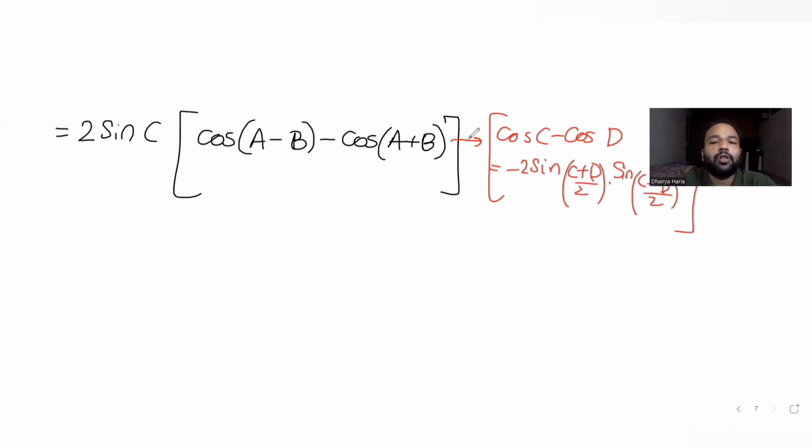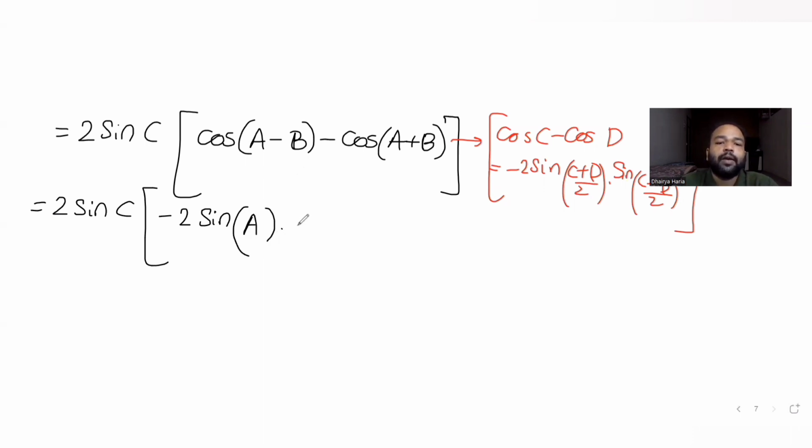So if I try to solve this further, I get 2 sine c minus 2 sine c plus d by 2. So a minus b plus a plus b. So this gets cancelled. You get a plus a, 2a. 2a by 2, which is a. Further, you get sine c minus d by 2, which is minus 2b upon 2. So 2 and 2 gets cancelled.